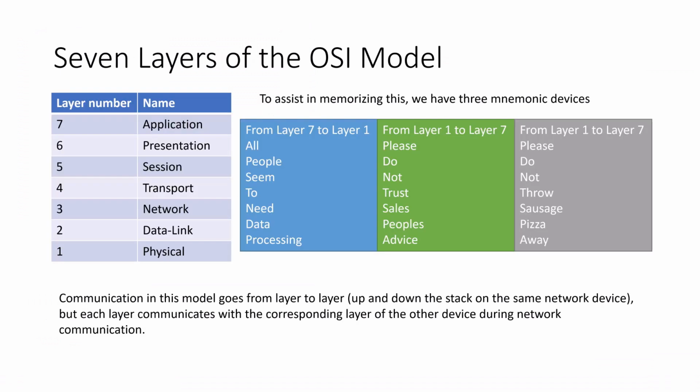So there are 7 layers of the OSI model. The layers are from layer 1 through layer 7. Physical is 1. Layer 2 is data link. Layer 3 is network. 4 is transport. 5 is session. 6 is presentation. And 7 is application. Memorize this model.